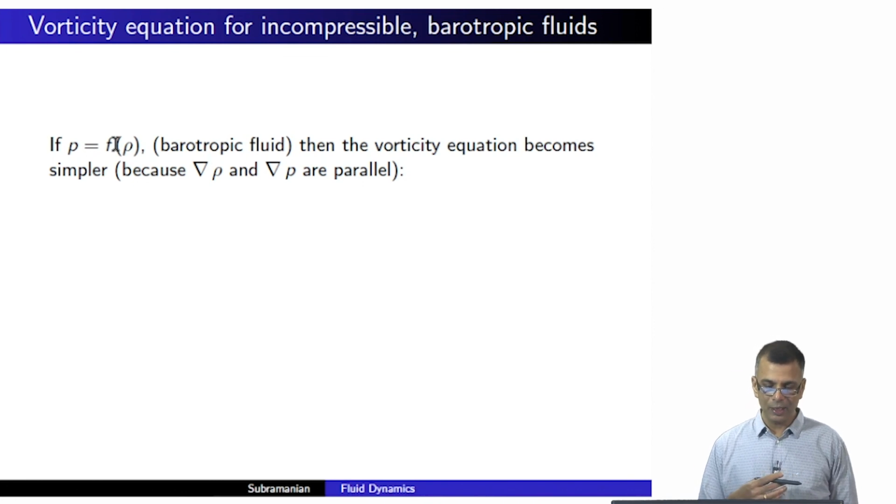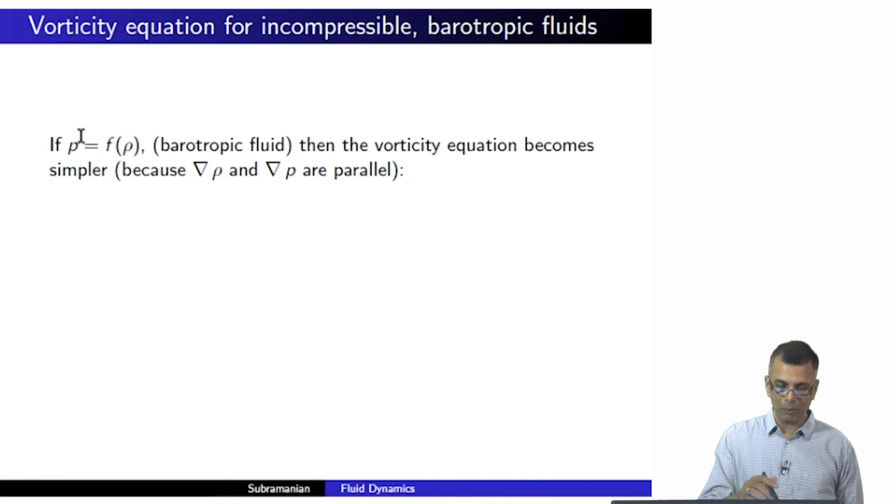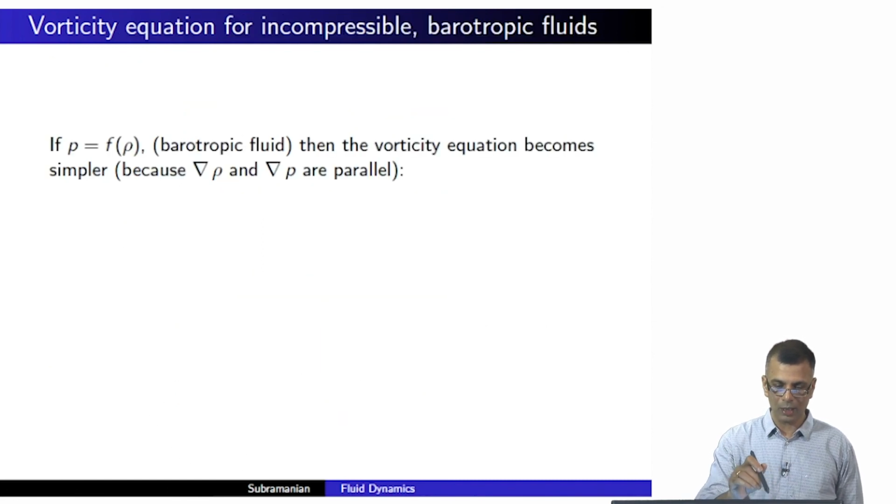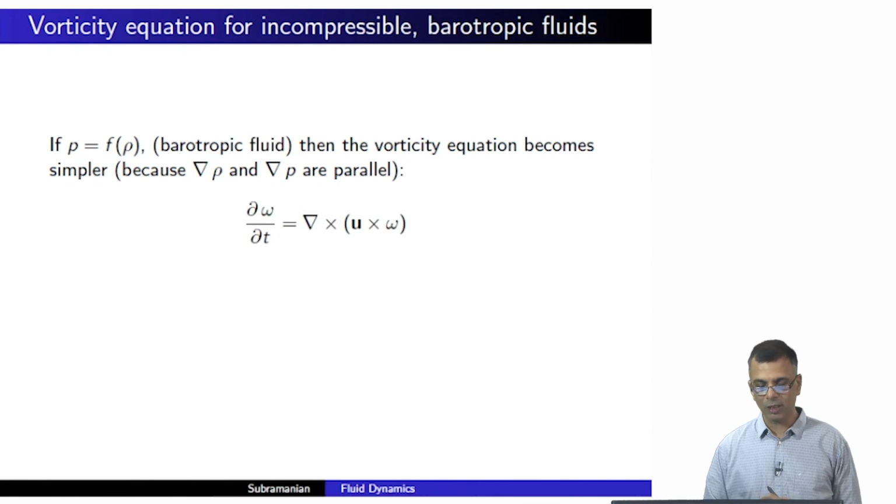If this is the case, then you have a situation where you have a gradient of the density cross the gradient of the pressure. If the pressure is simply a function of density, then these two vectors are parallel to each other and the cross product vanishes. So you have a much simpler equation comprising of just these two terms, and there you go. This is a dynamical equation for vorticity.